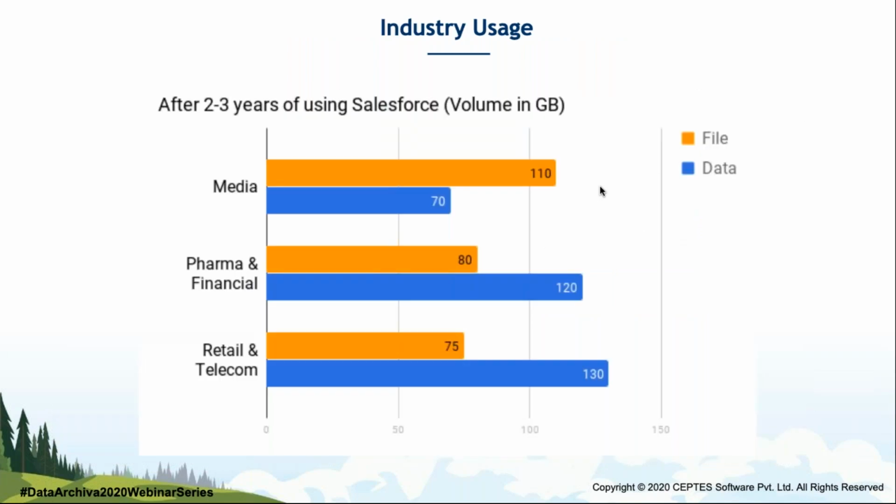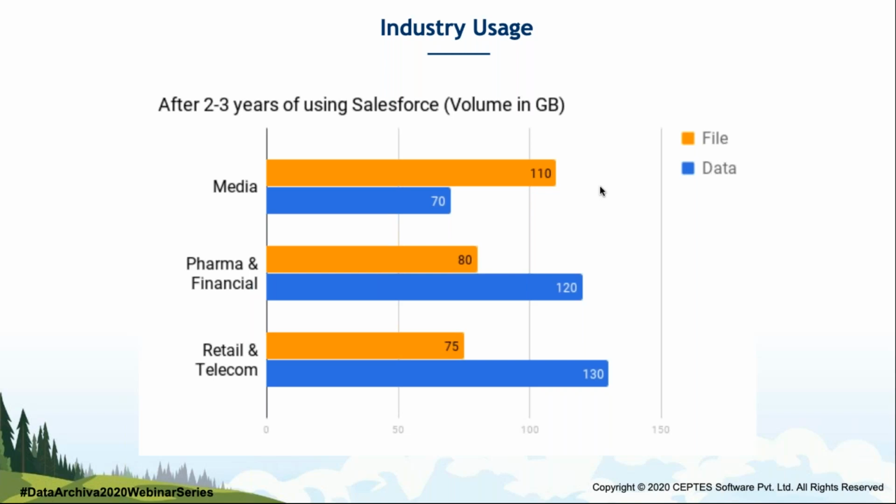So that's one aspect. The second aspect is depending on the industry. Various industries have a different way of consuming data. The media industry consumes less data, but they have huge files going back and forth. Even the volume of each file itself is bigger. So in the media industry, we see a different pattern of storage. Pharma and financial use Service Cloud for their cases, for their tickets and everything. In that case, the data piles up very fast.